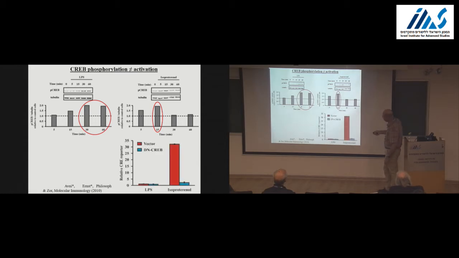This is a reporter for CRE, the cyclic cAMP response element. And you can see that we get a beautiful activity with isoproterenol, which is blocked by the dominant negative CREB, but LPS does not activate this reporter at all. So clearly, phosphorylation does not equal activation.